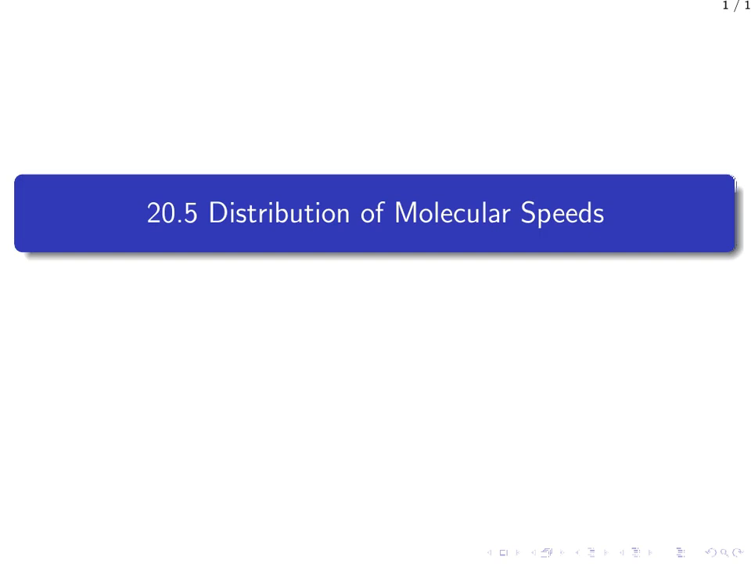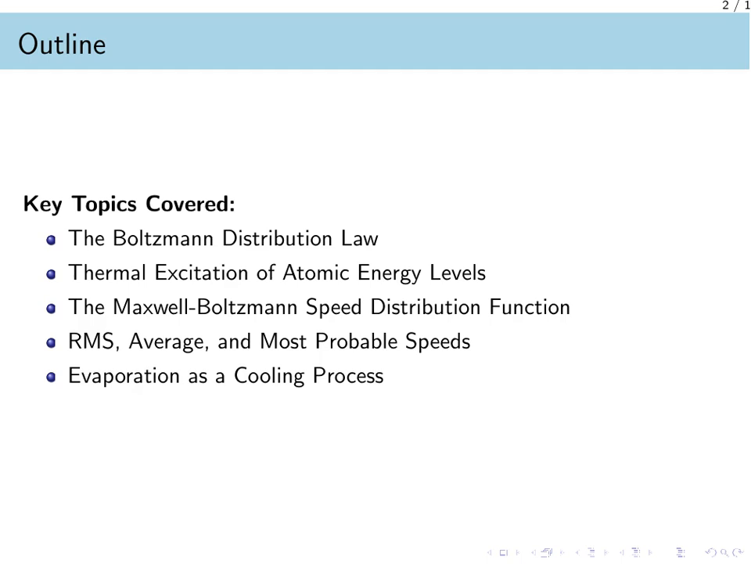20.5 Distribution of Molecular Speeds. In this session, we will explore several key topics regarding how molecules move and distribute themselves within a gas. Our outline includes the Boltzmann distribution law, the thermal excitation of atomic energy levels, and the Maxwell-Boltzmann speed distribution function. We will also define and compare different characteristic speeds, such as the root mean square, average, and most probable speeds. Finally, we will look at evaporation as a cooling process to see these statistical principles in action.